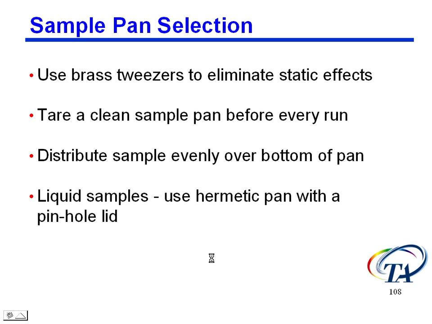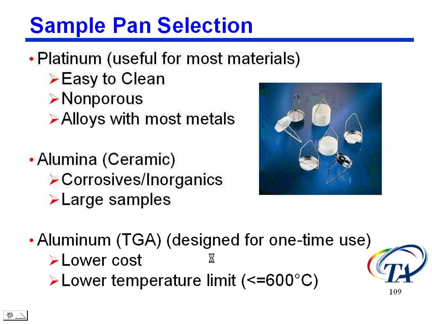Sample pan selection. Platinum is probably the most useful and most commonly used. Relatively easy to clean, non-porous, but it can alloy with most metals. Alumina or ceramic pans are also used. They're for larger samples. They are good for corrosive materials and inorganics, but they tend to be a little bit porous, so you can get samples stuck in the pan.